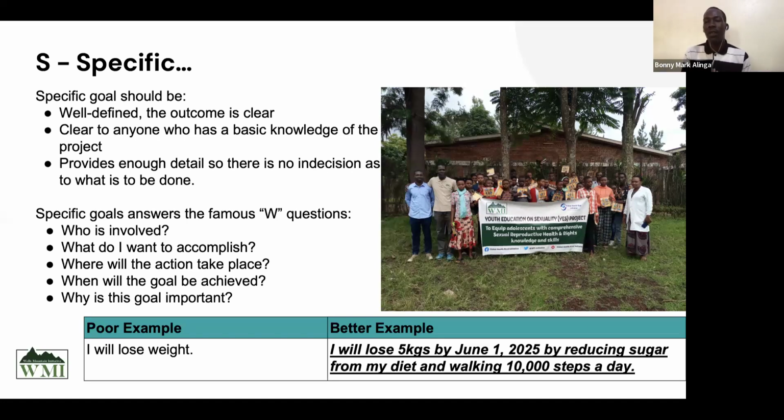And if by June 2025 I have not lost 5 kgs, I will not say I've met my goal. If I exceeded the 5 kg and lost maybe 6 kgs, I will say I have met my goal by surpassing my goal, by losing 6 kgs of my weight by June 2025.